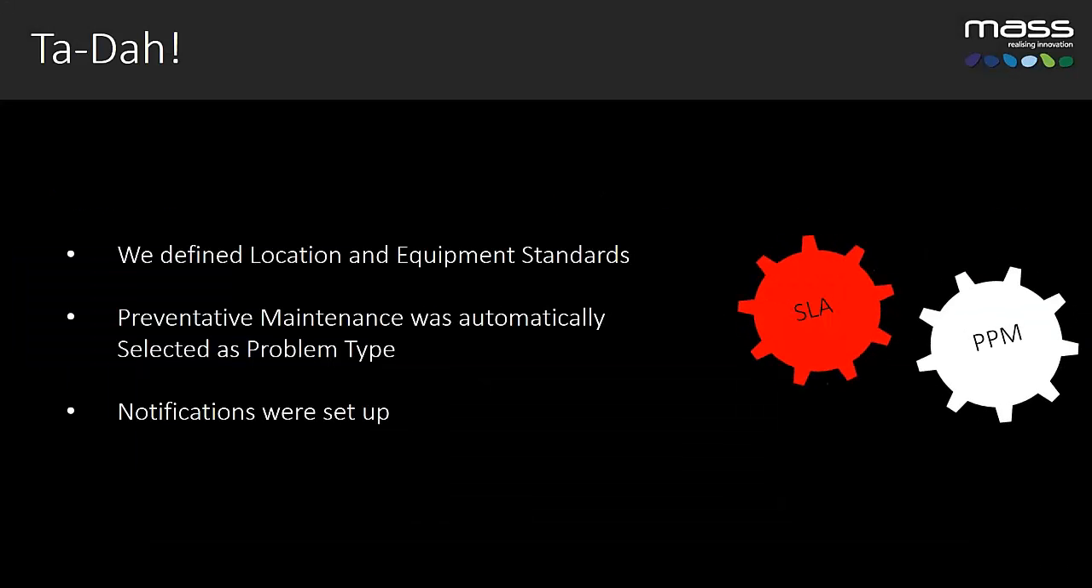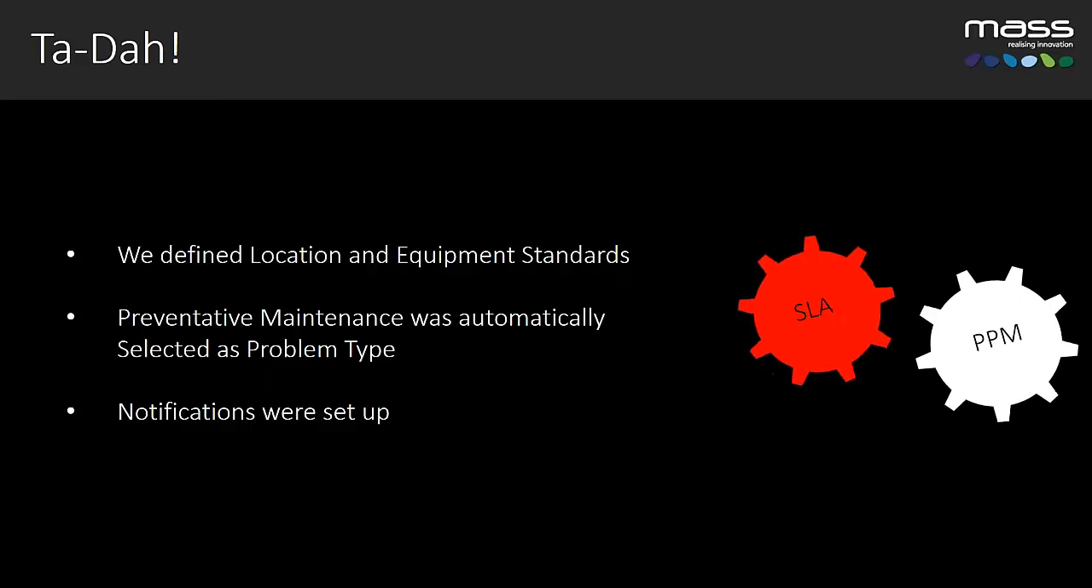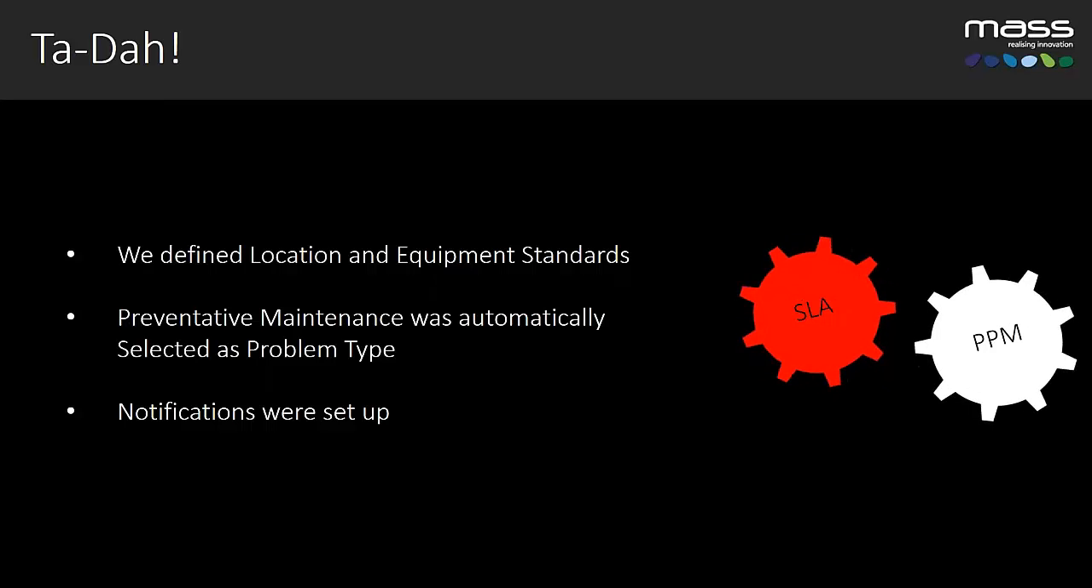And there we go, we have created a Preventative Maintenance SLA. We used defined locations and equipment standards, and Preventative Maintenance was automatically selected as the problem type. We also set up notifications to the supervisor.